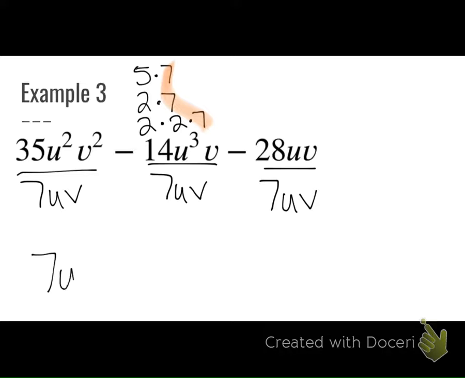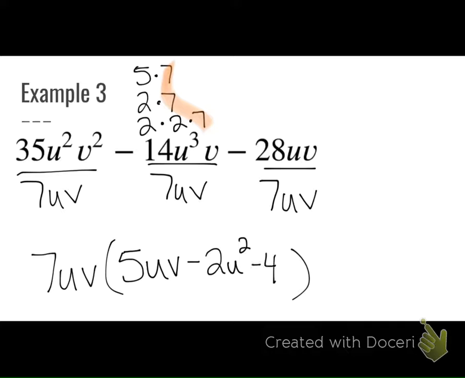We write that GCF outside of some parentheses. Inside we put our leftovers. So 5uv minus 2u squared, v's canceled out, minus 4, u and v canceled out.